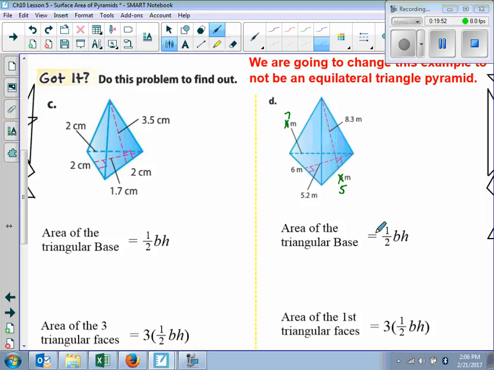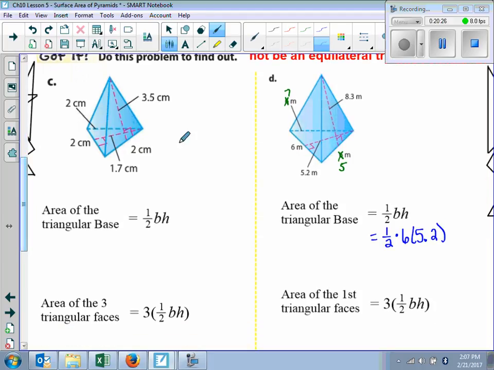So first we're going to write our formula, 1/2 base times height. So when we substitute in, we've got 1/2 times the base, which is 6, times the height, which is the height right here, 5.2. And I'm going to put the 5.2 in parentheses, okay? Because I don't want to confuse so many of the dots or decimals with multiplication.